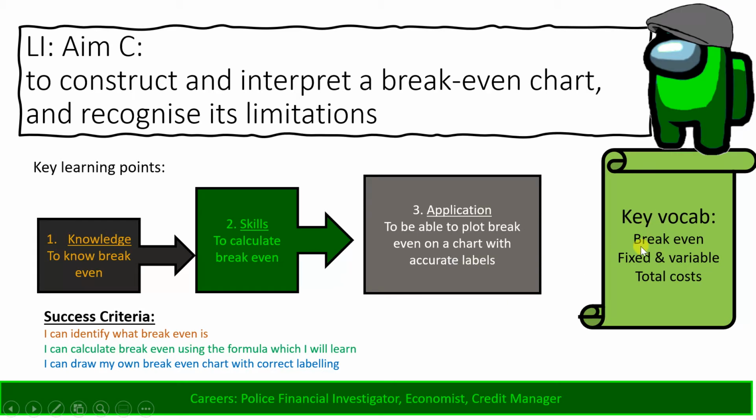The vocabulary today are break-even, fixed and variable costs, which we covered in lesson 11 and lesson 5 of AIM B. And we've got total costs. That was also lesson 11. Feel free to have a revision. That was the Toy Story one. And what we need to get done and achieve in this lesson is being able to identify break-even, calculating it, and being able to draw your own as well.